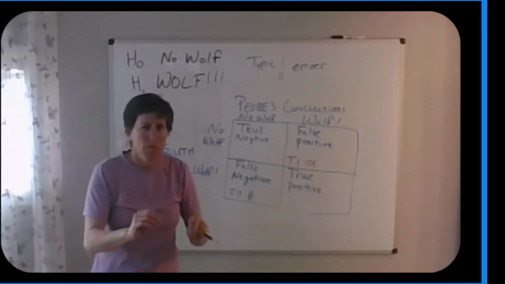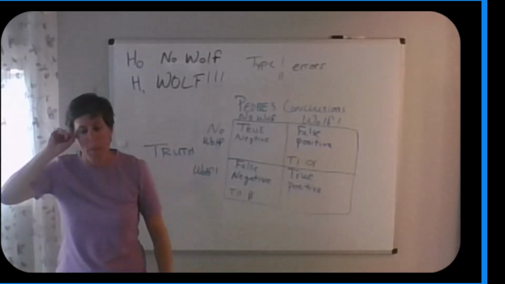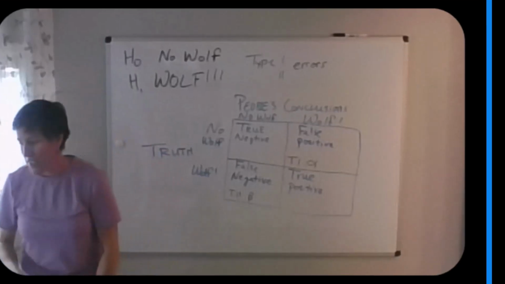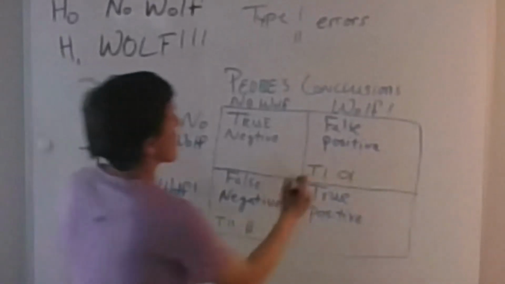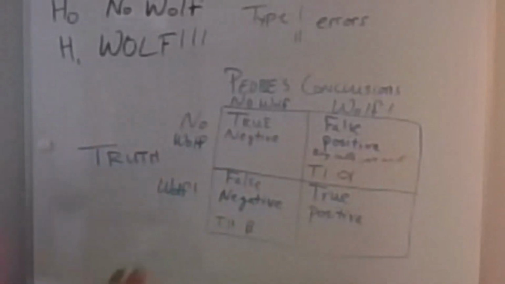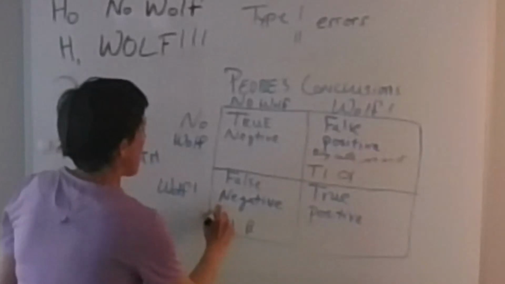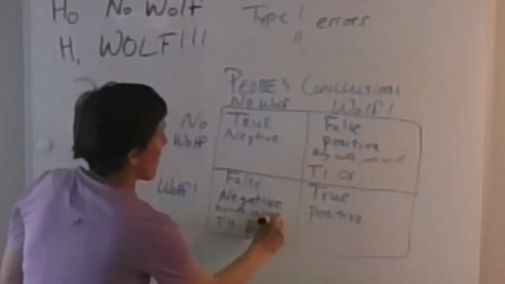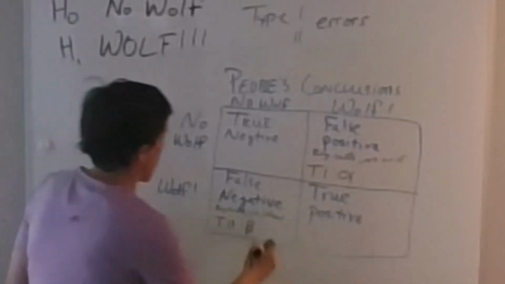So hopefully this simple example is going to help you remember. You can bring it back to the boy who cried wolf. Oh yeah, the type 1 is that the boy calls, there's no wolf. The type 2 is boy calls, no one listens, and there is a wolf.